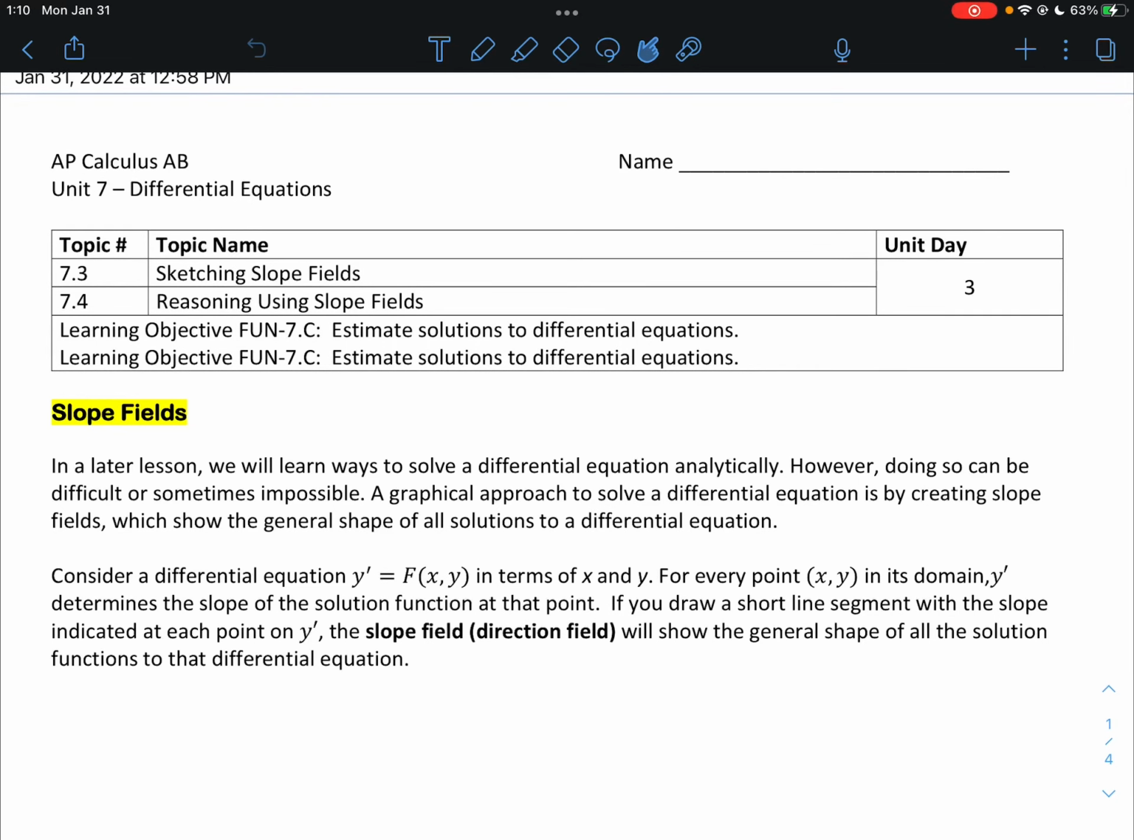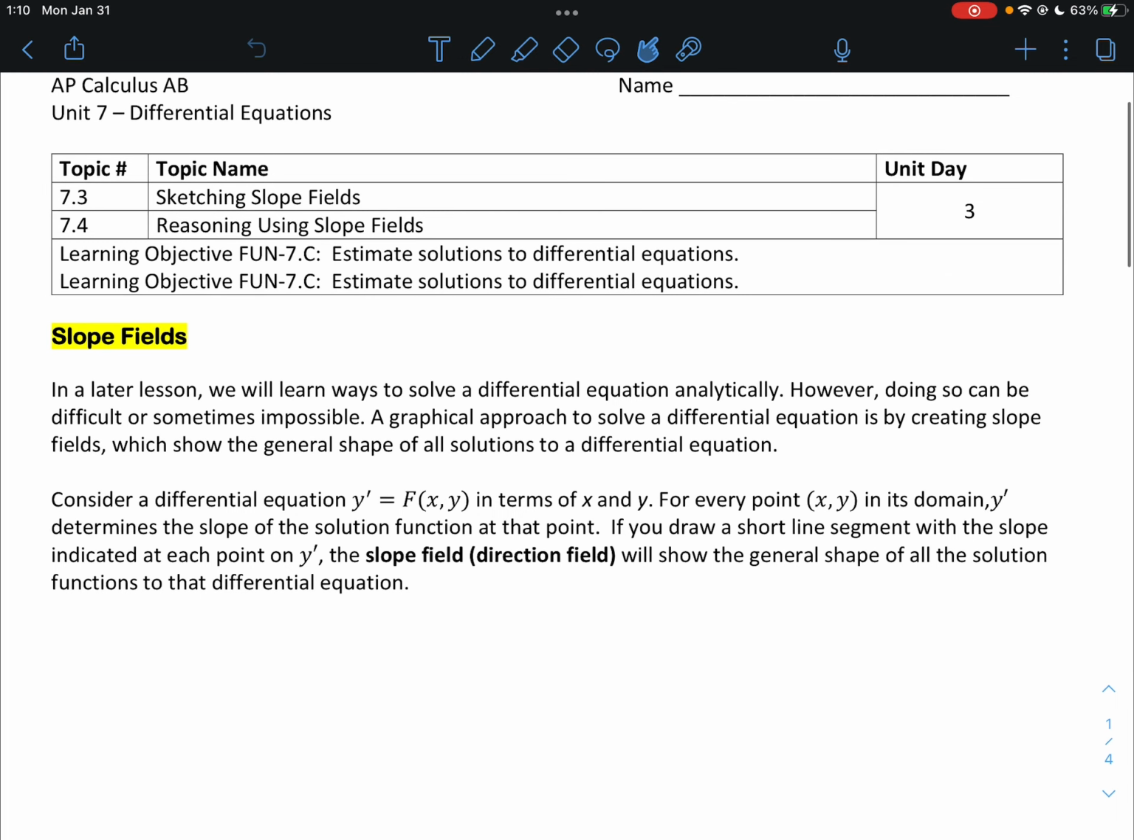Hello everyone, thank you for tuning in to our video on topic 7.3 and 7.4, which basically is slope fields. Later on in this unit, we'll learn how to solve differential equations analytically, but that is usually not super easy and can even be impossible. A graphical approach to solving these is by creating a slope field, which will show the general shape of all solutions to one differential equation.